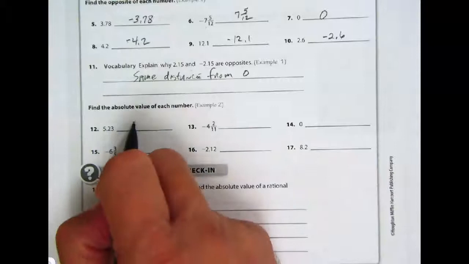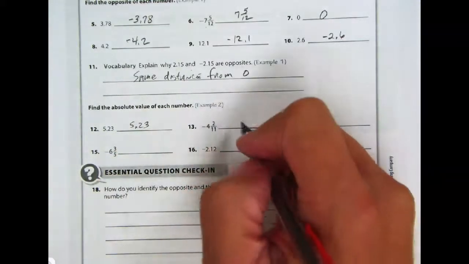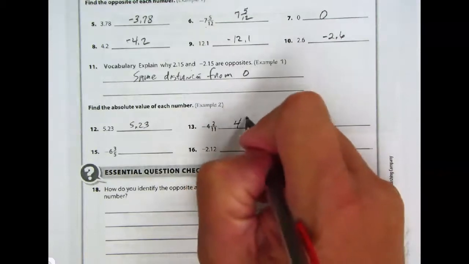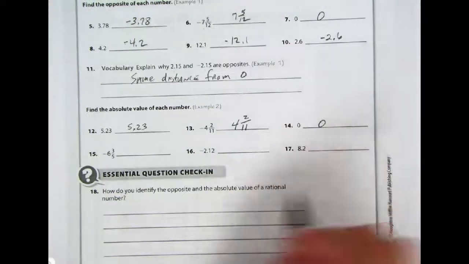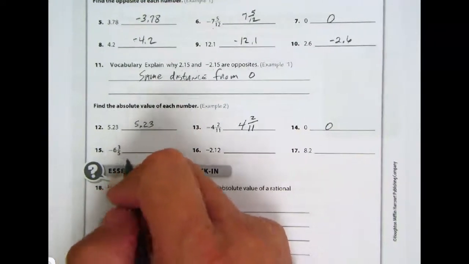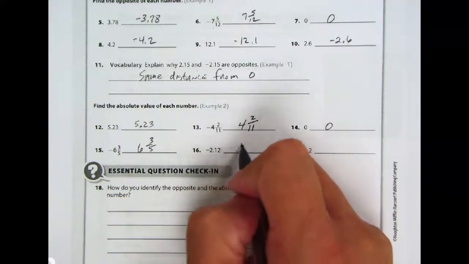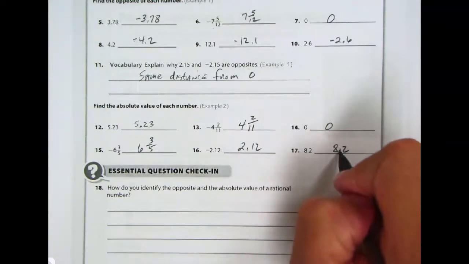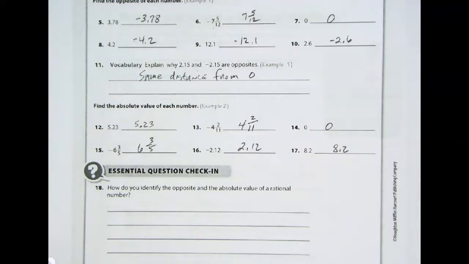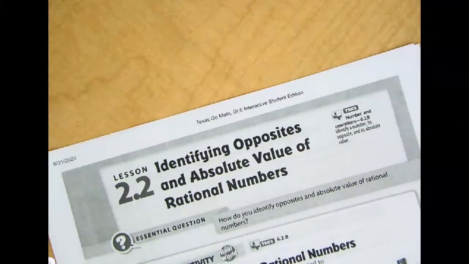Okay, so let's find absolute value. So absolute value of 5.23 again cannot be negative, so it stays at 5.23. Negative 4 2/11, again, absolute value is distance, so a positive 4 2/11. 0 is 0. Negative 6 3/5 would be a positive 6 3/5. Negative 2 1200 would be a positive 2 1200. And 8 2/10 would be a positive 8 2/10. Okay, so that concludes our lesson on identifying opposites and absolute values of rational numbers.